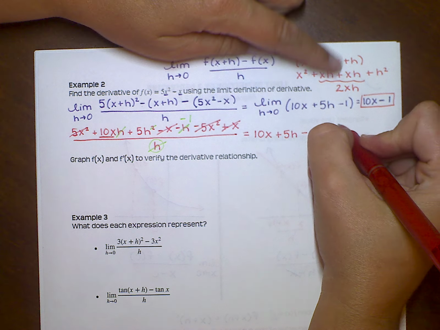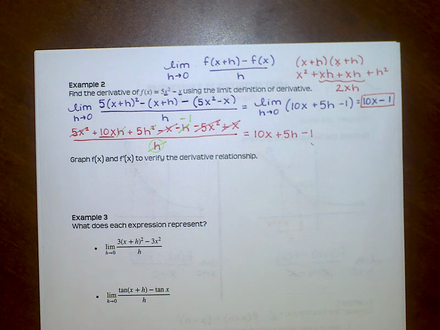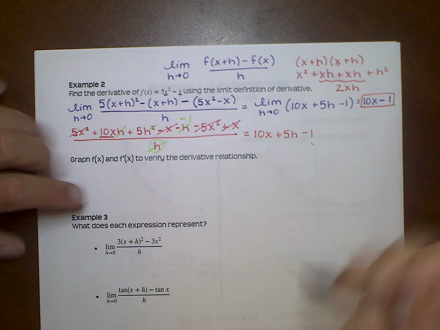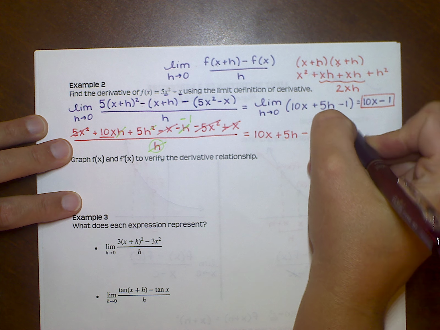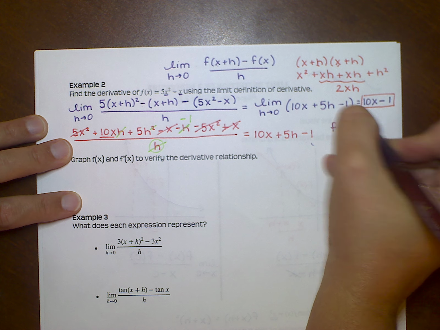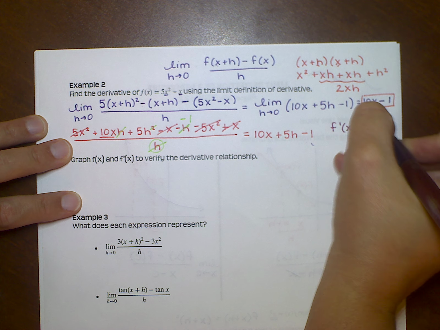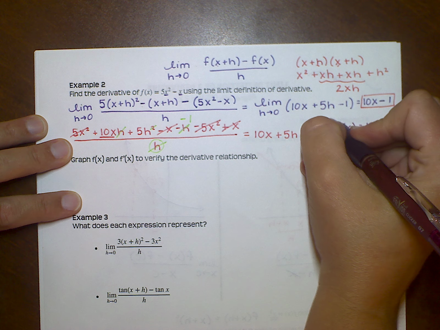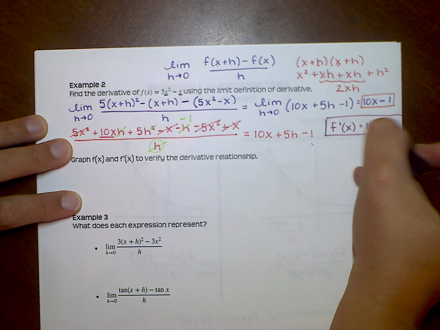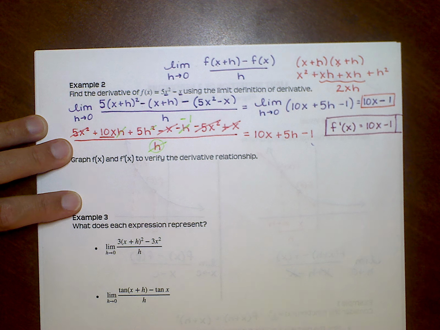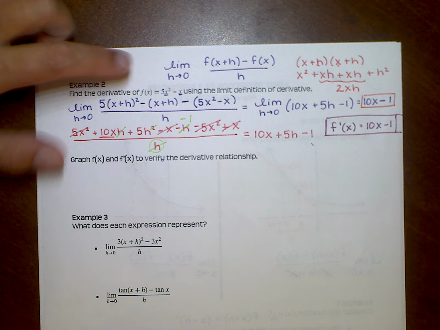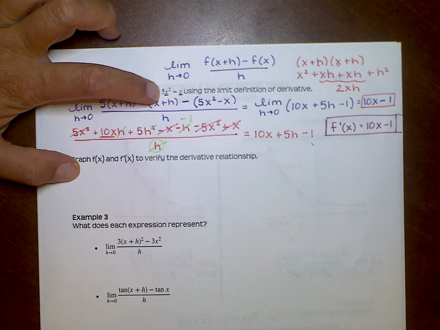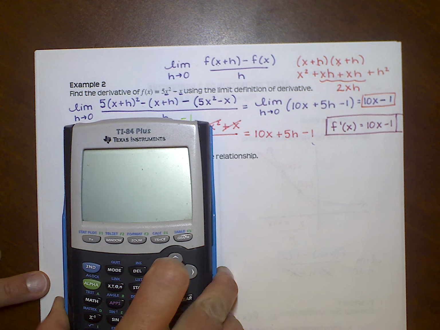So I would write this as, let's see, I want to use a different color. If this original was f of x, I would now say f prime of x equals 10x minus 1. That's my proper notation for a derivative. Okay? So then the next question wants us to graph the original function and graph what we just found and verify some of that function relationship.